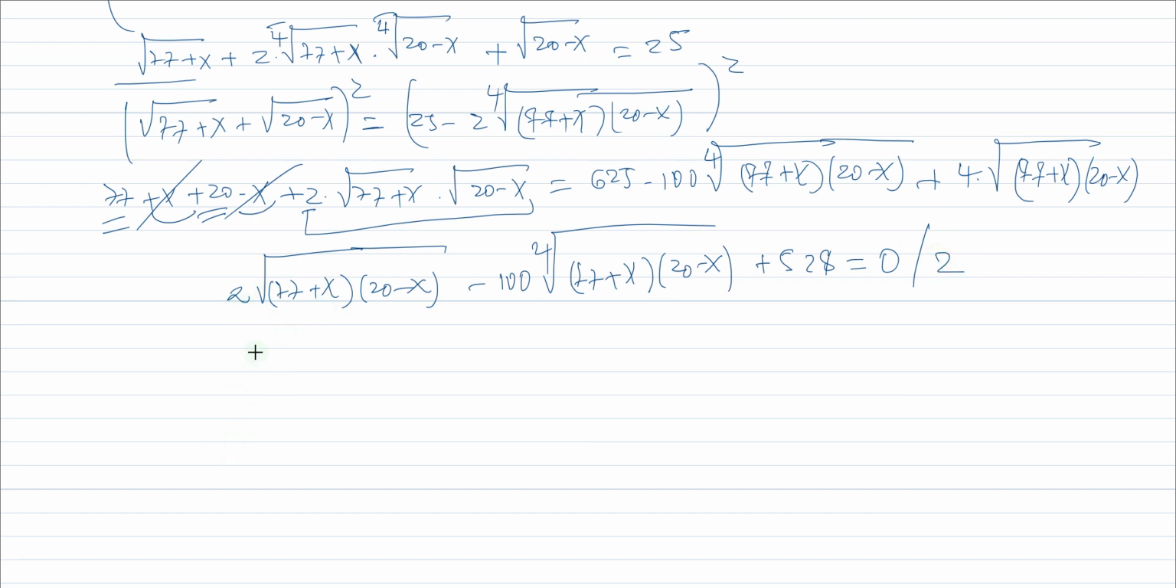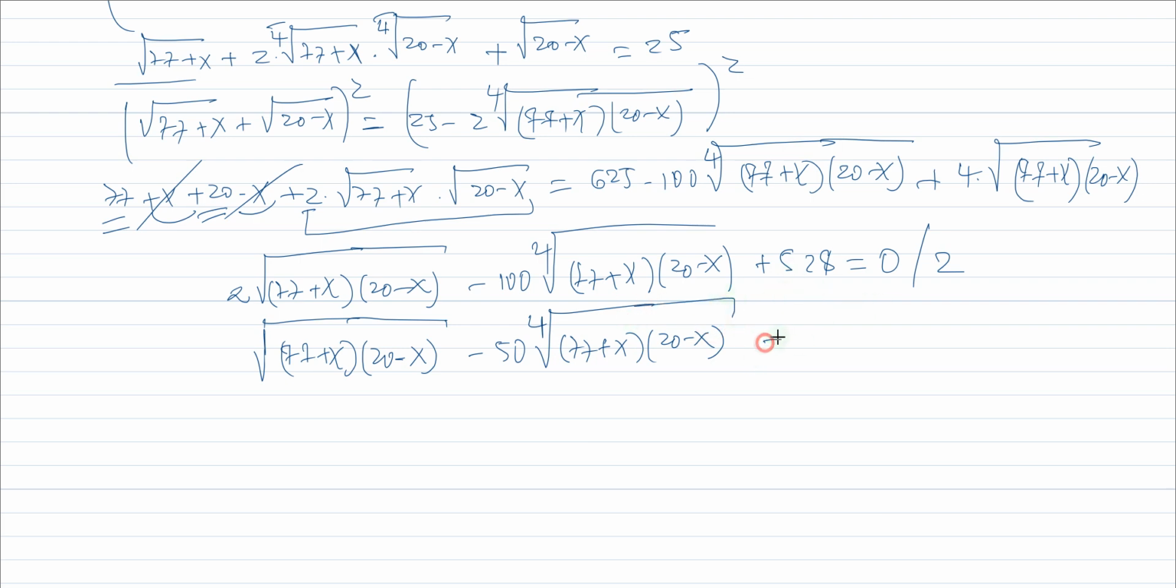So I'm going to have this one here, (77 + x)(20 − x), and then this is going to be 50 multiplied by the fourth root of (77 + x)(20 − x), and then this one divided by 2 is going to be 264. Let me erase this and write it well: 264, and then this is equal to 0.